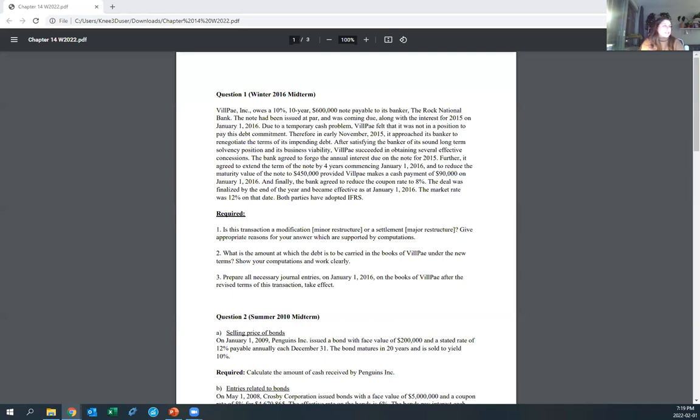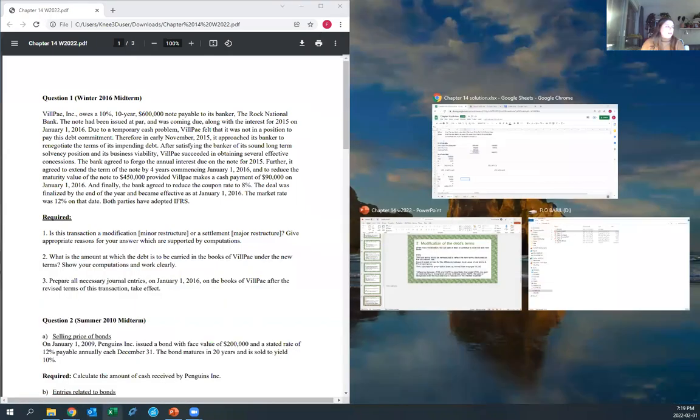So they're going to ask us to say if it's a modification or a settlement, and what is the amount at which the debt is to be carried in the books of VilPay under the new terms, and the necessary journal entries on January 1st, 2016. Let me just open Excel.